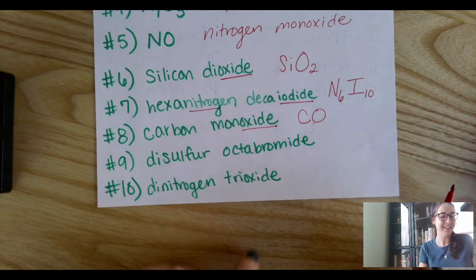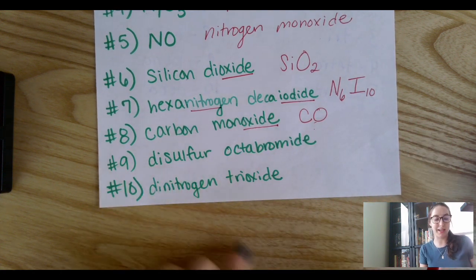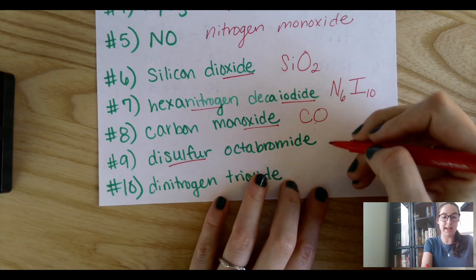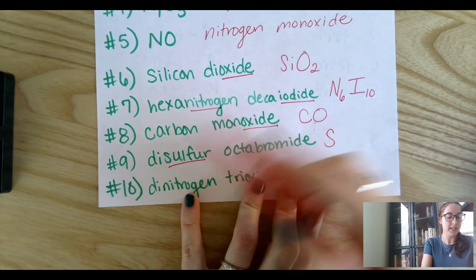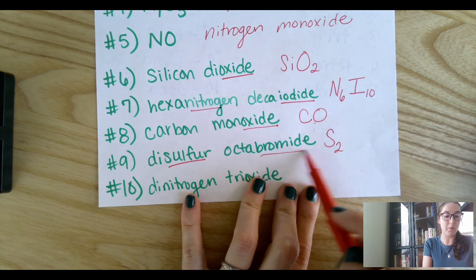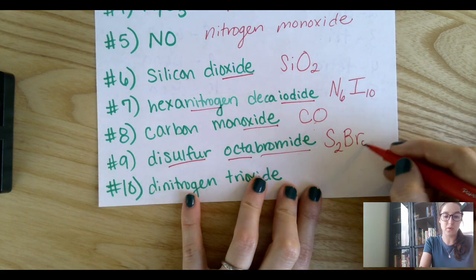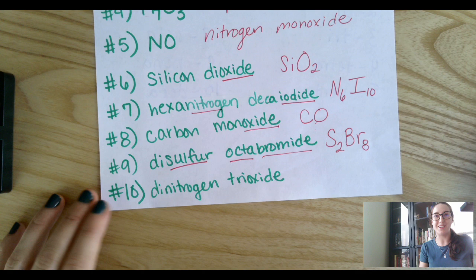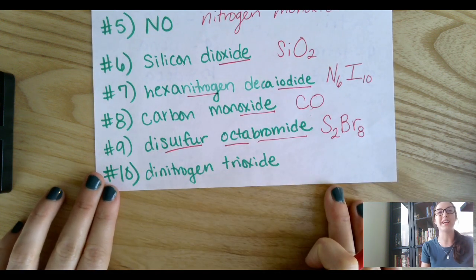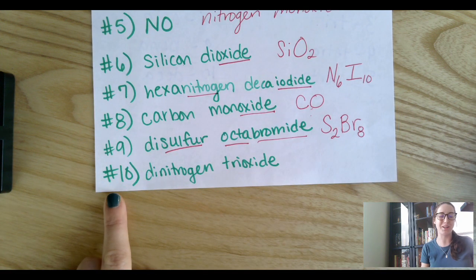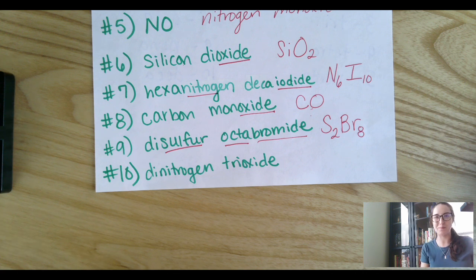All right, number 9, disulfur octabromide. Disulfur, so sulfur is my element. I'm going to put S for sulfur. Di means 2. Bromide comes from bromine, which is a Br. Octa stands for 8. So S2Br8. Try this last one on your own. If you haven't yet and you're feeling confident, I'll give you a few seconds. Try number 10. Pause it.